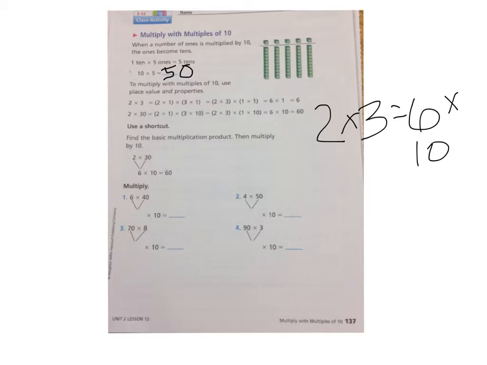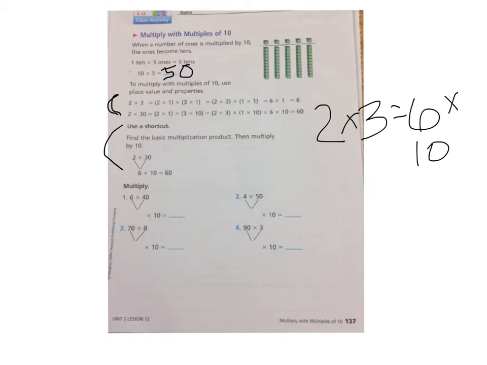Okay, so they actually show you the shortcut. Find the basic multiplication product, then multiply by 10. So that's how I do it. I think that that's easier. This even confuses me, and at 32, if it confuses me, I don't even want to think what it does to you at 8 and 9.